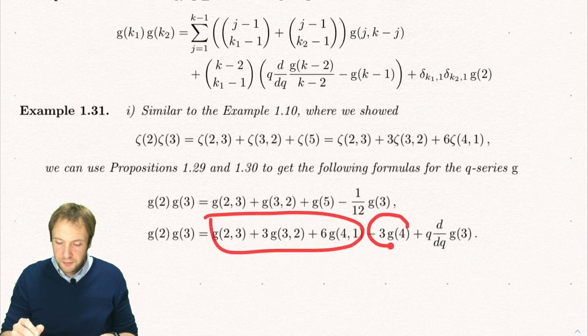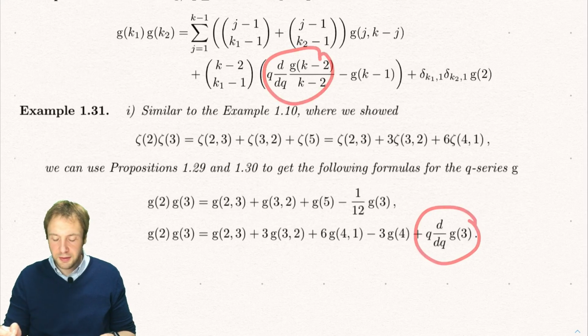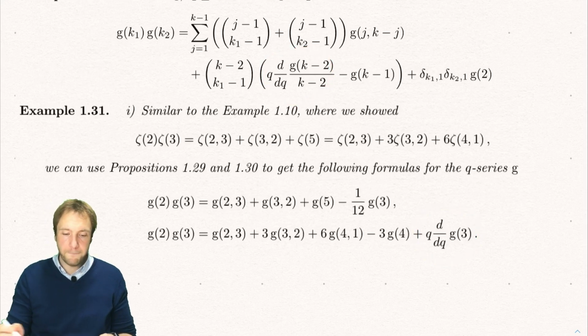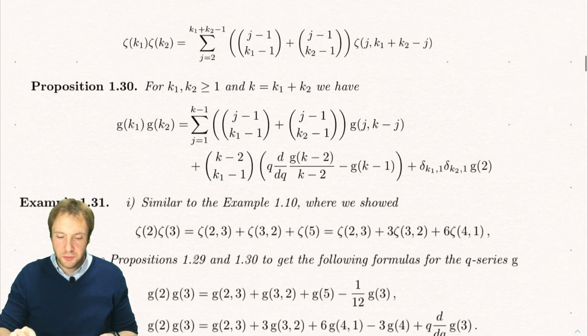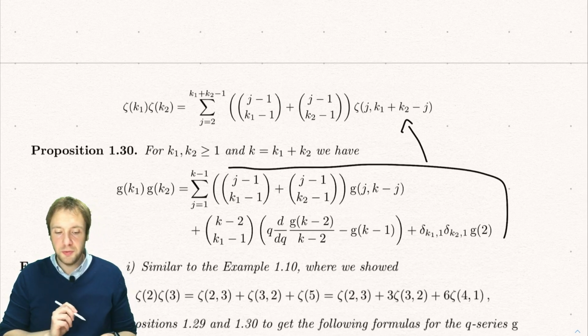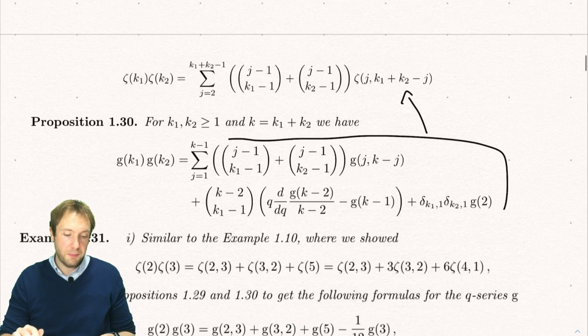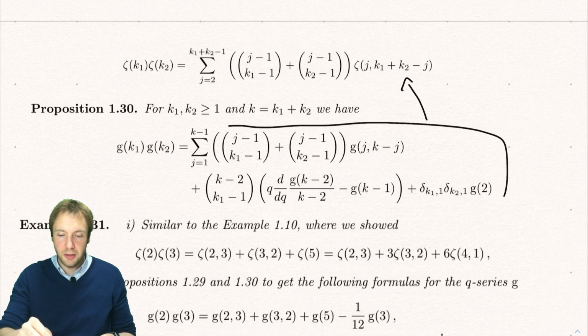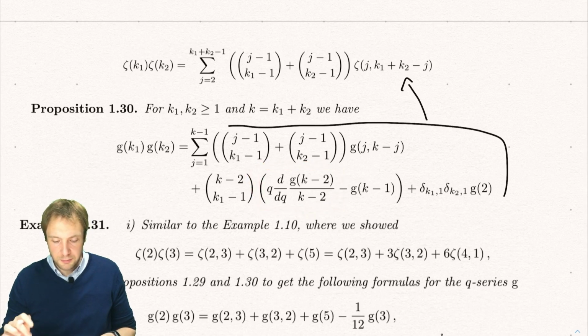But then we also have the lower weight term here, and we also have the derivative, in this case, of G3. And also, what I forgot to mention is that if I take this formula here, we also get back this formula by multiplying by 1 minus q to the k1 plus k2 and sending q to 1. So the only open thing is to show that this actually vanishes under this limit.